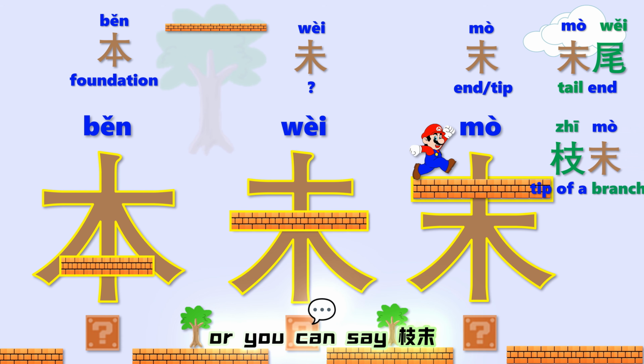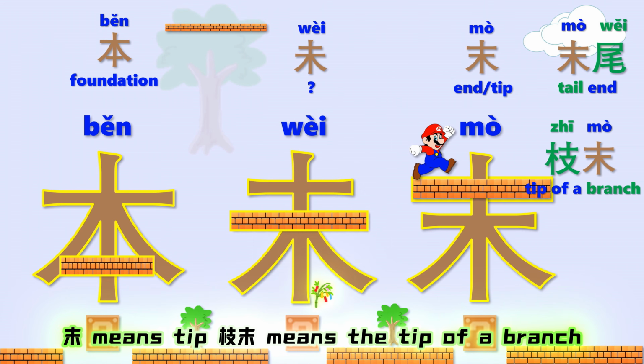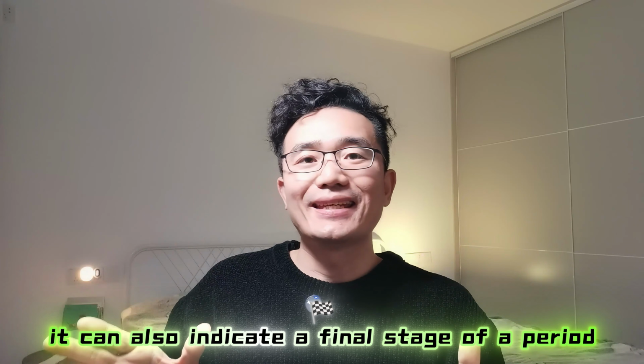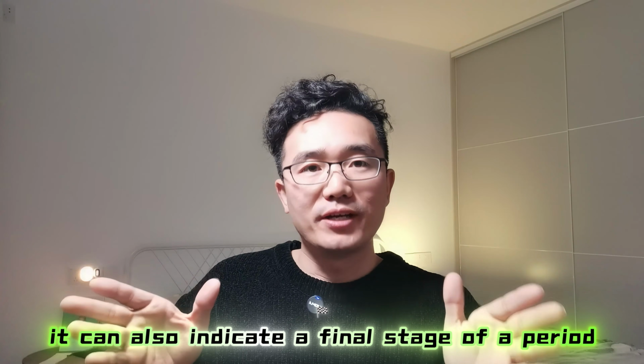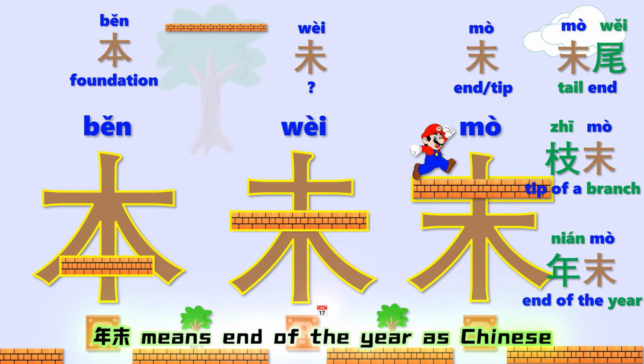Or you can say 枝末. 枝 means branch. Mo means tip. 枝末 means the tip of a branch. It can also indicate a final stage of a period, such as 年末. 年 means year. 末 means end. 年末 means end of the year.